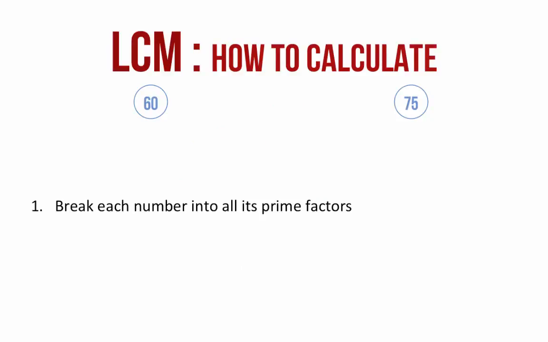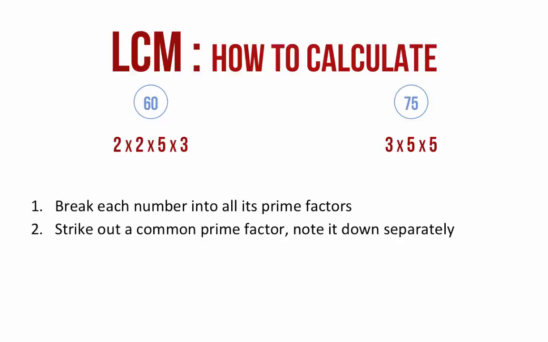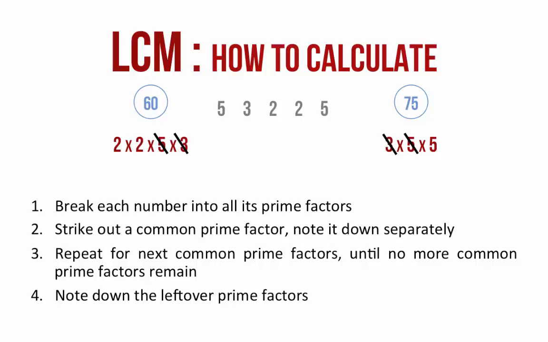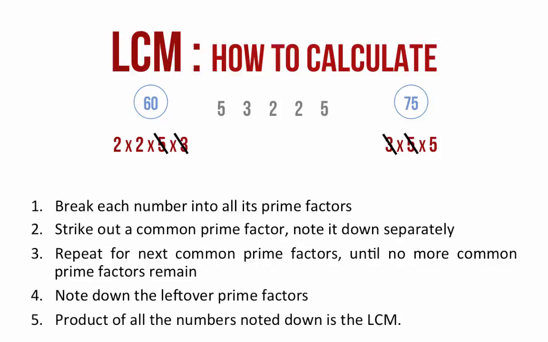Break each number into all its prime factors as we did before. Strike out a common prime factor and note it down separately. Here we strike out 5 and note it down separately. Repeat for the next common prime factors until no more common prime factors remain. So we strike out 3 and write it here. Next, note down the leftover prime factors. In this case, it is 2, 2 and 5. The product of all the noted numbers is the LCM. Therefore, the LCM of 60 and 75 is 300.